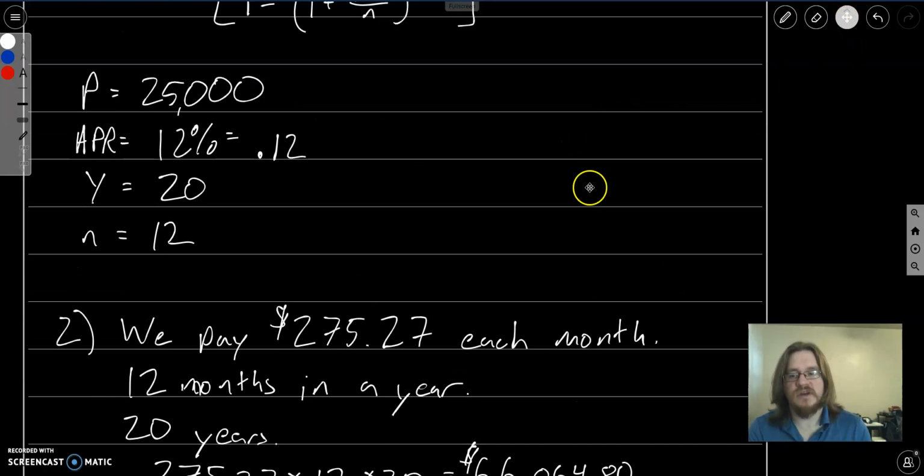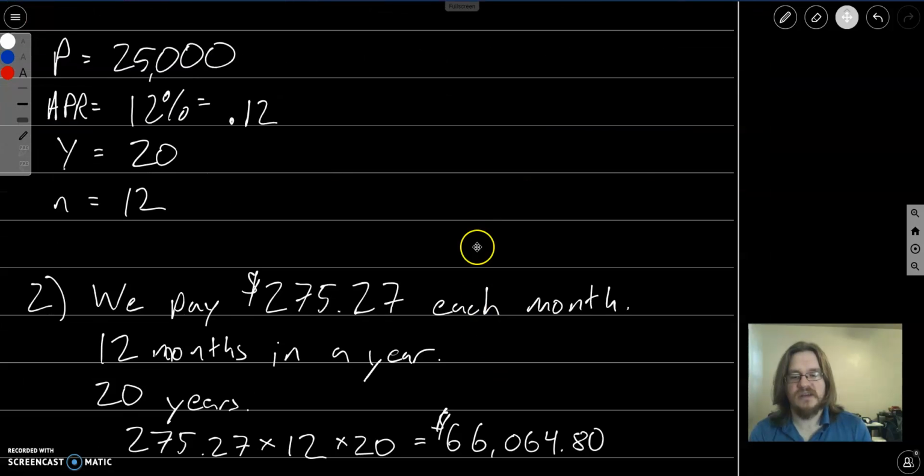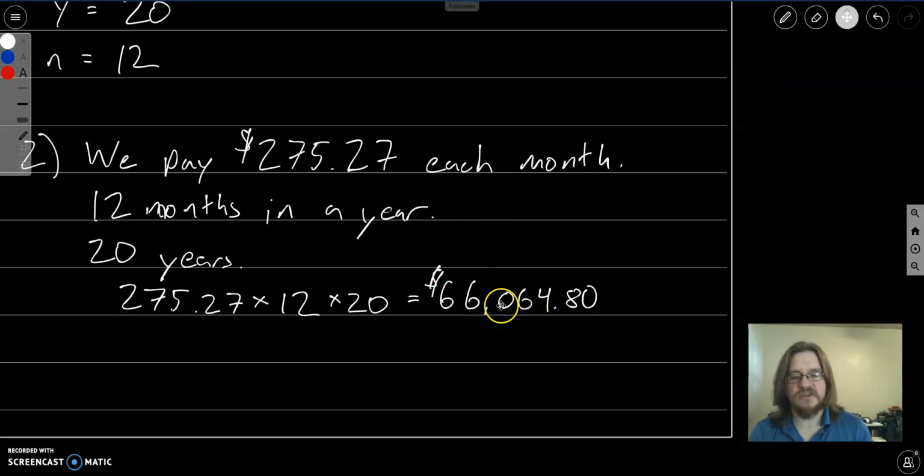So our initial loan was for $25,000. So we needed $25,000 to do something, so we took out a loan for that much. And guess what? After 20 years, we have paid the bank $66,000 for that initial $25,000 that we needed all at once. So this is what happens when we take 20 years to pay back something. The amount that we have to pay back builds up over time.